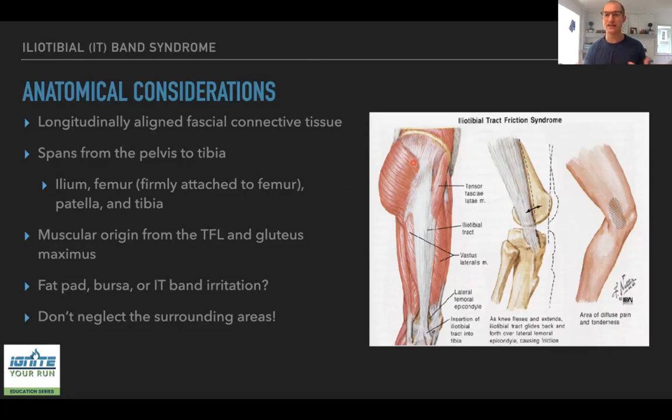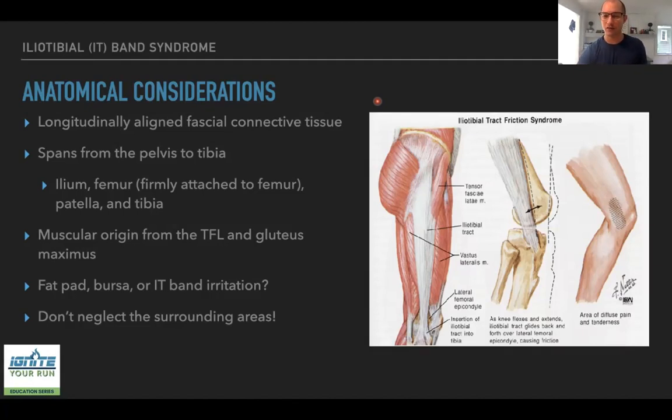Sometimes we have some bursitis or glute tendinopathy mixed in with that, but right over where the IT band slides over the greater trochanter, that's another area that we can commonly feel IT band pain. So the IT band is one of the longest, longitudinally aligned fascial connective tissues in the body. You can see we have this fascia that's running pretty much vertically up and down for the most part.